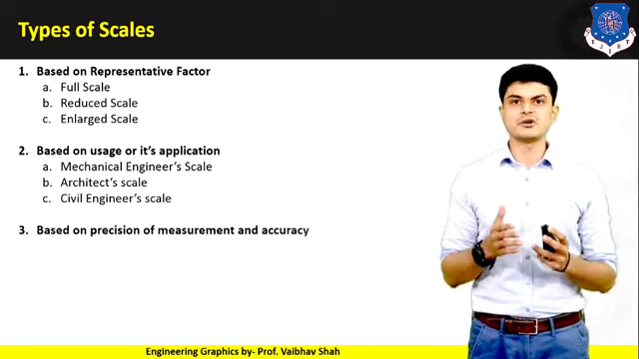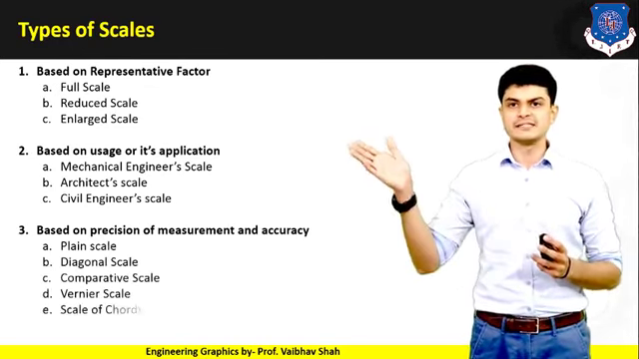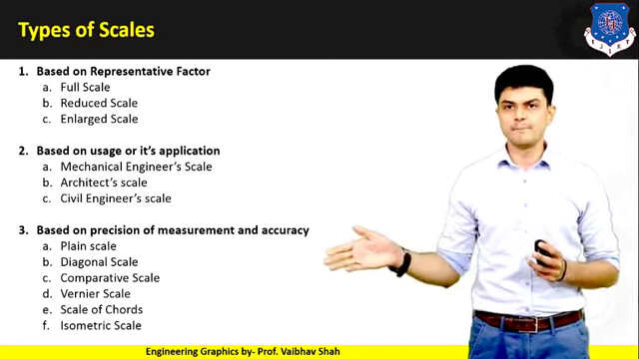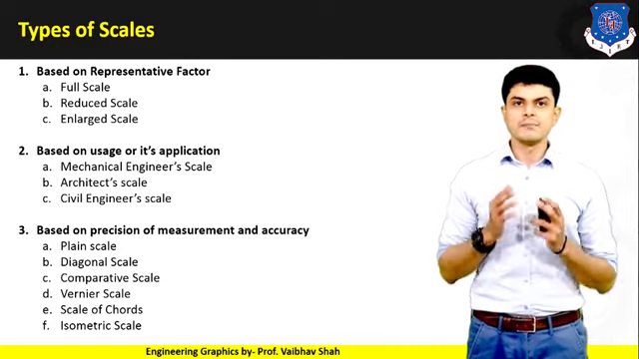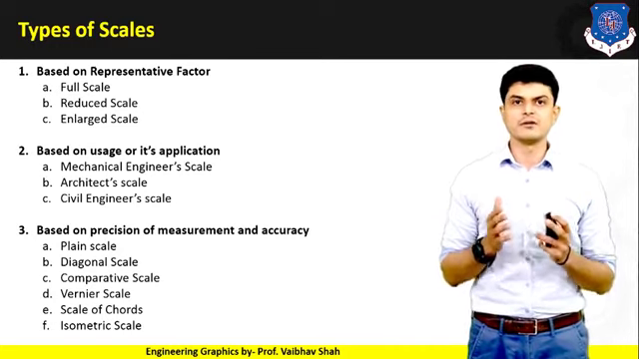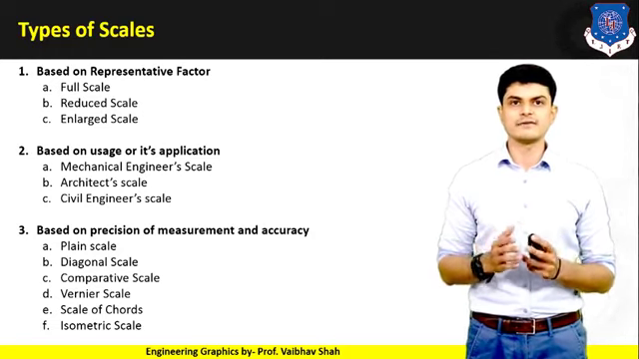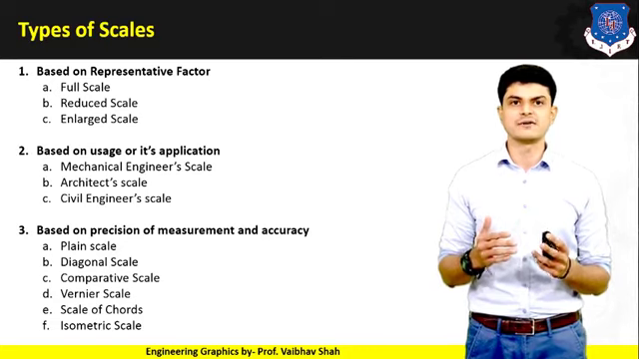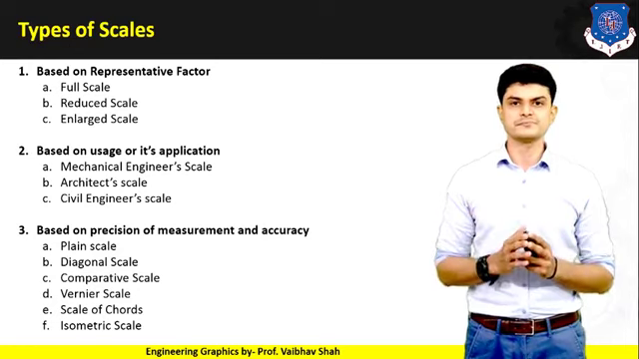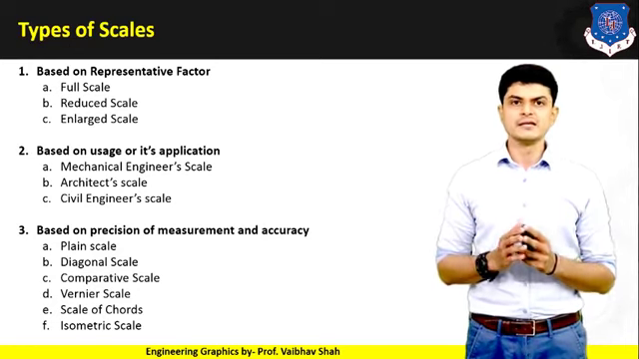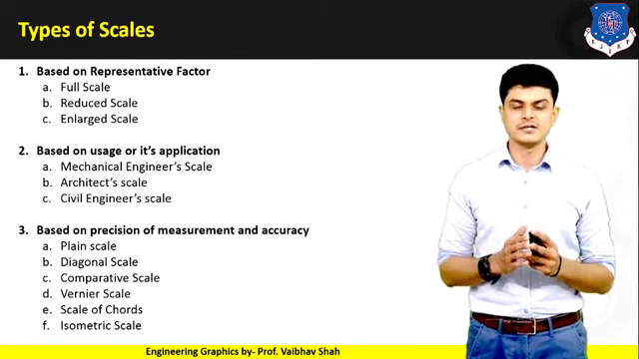Next, based on precision of measurement and accuracy, there are 6 types of scales. First, plane scale, diagonal scale, comparative scale, vernier scale, scale of chord, and isometric scale. Particularly for this chapter, we will be learning about plane scale and diagonal scale. We have learned micrometer or vernier scales in our 11th and 12th standards, so we will not be touching those scales in this lecture. And the isometric scale we will cover in the very last lecture of engineering graphics. So now let us begin.